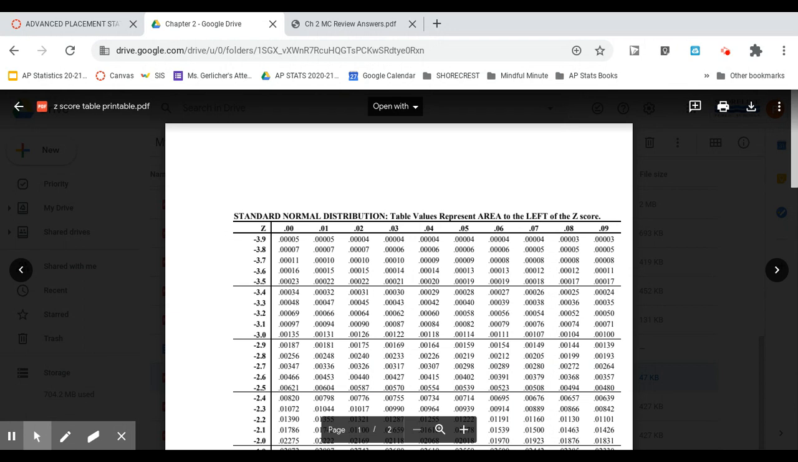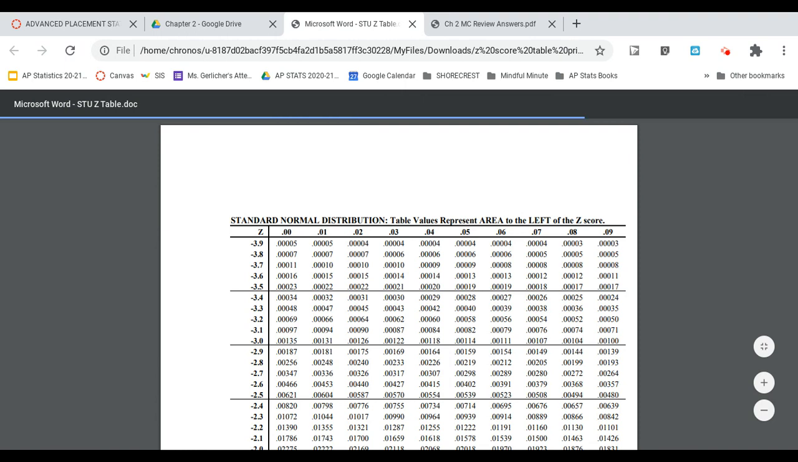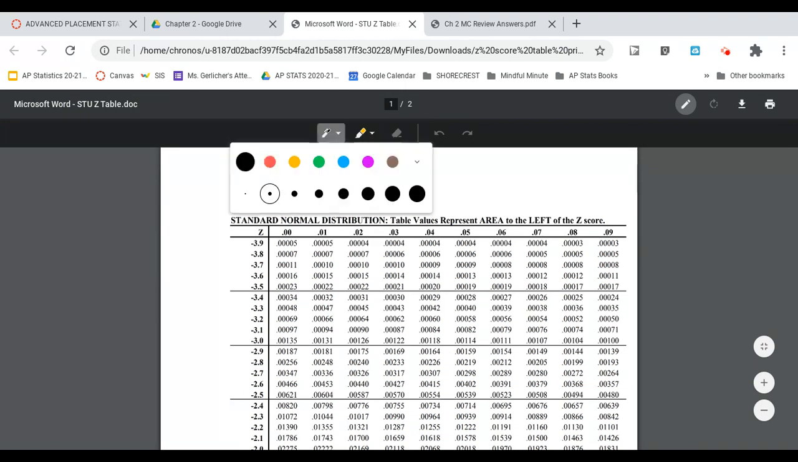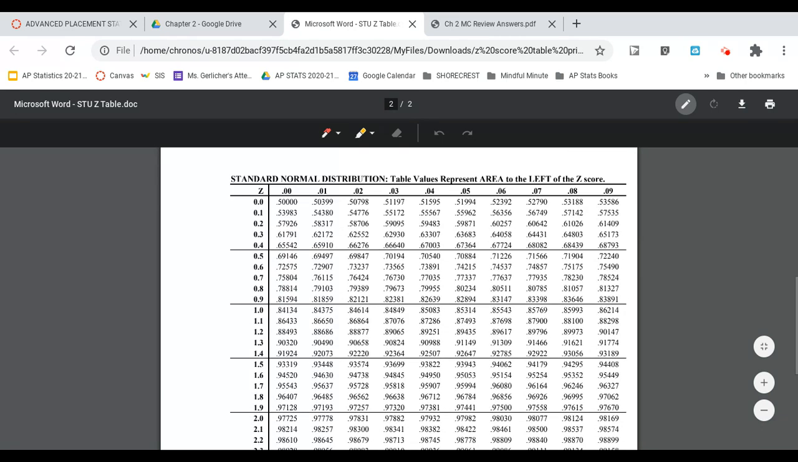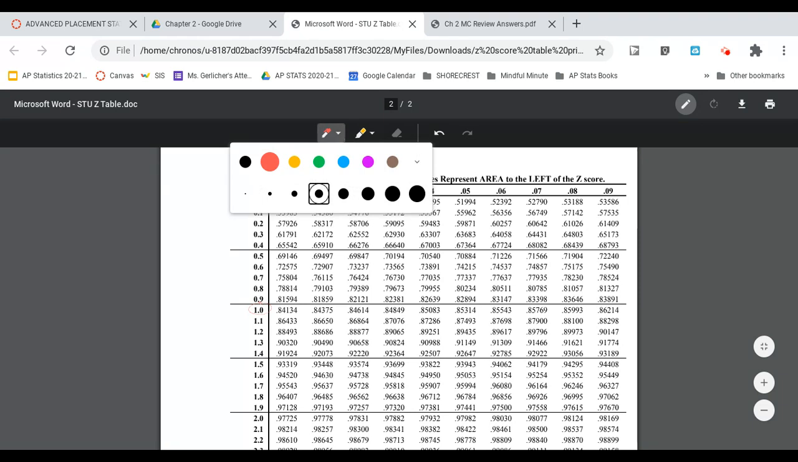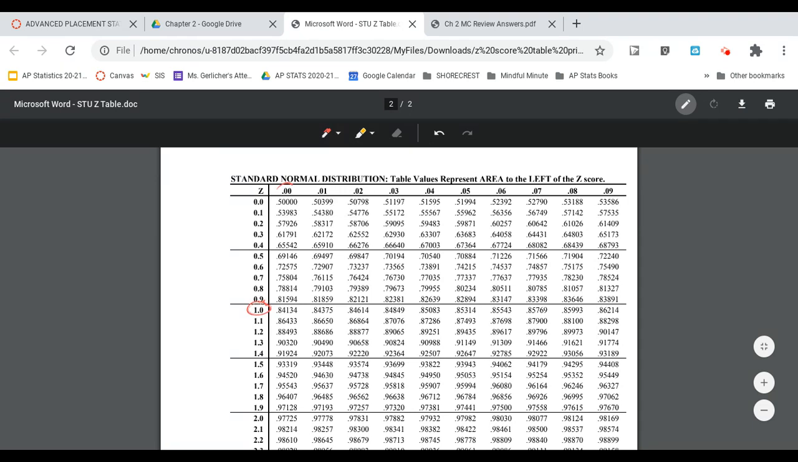Oh my goodness. You guys are suffering through the most inefficient video. Let me bring it up as a PDF. Let me get a color going. Okay, so 1.0, 1.00, so I go 1.0, 1.00. So here is my percentile, 0.8413.